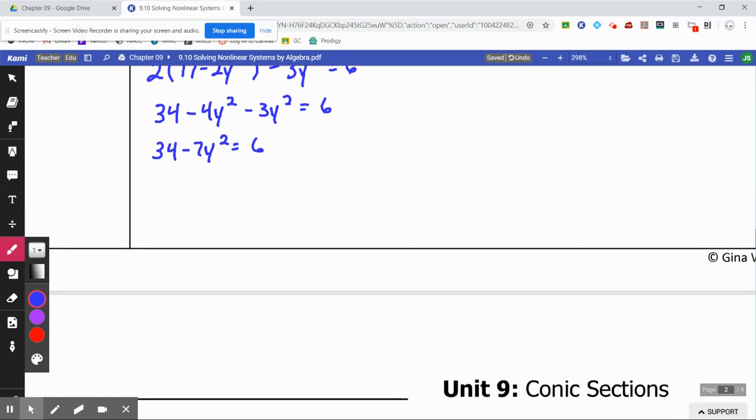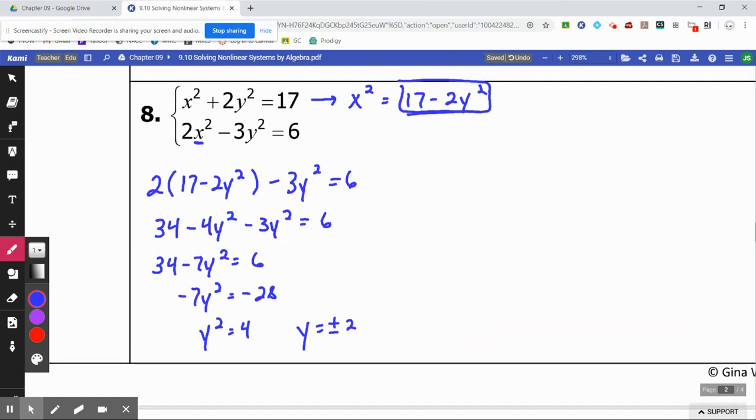So I'm going to move my 34 over. I now have negative 7y squared equals 6 minus 34, which is negative 28. Divide by negative 7 and I get y squared is 4. So my y value is going to be positive and negative 2. Now let's plug that in.